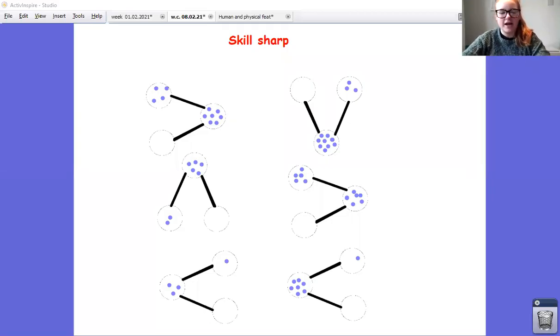Hi everyone. Okay, to start you off, your skill shop is on the screen. You can pause this and copy it down. You can print it off the school website. You can collect a version from school already printed out for you.